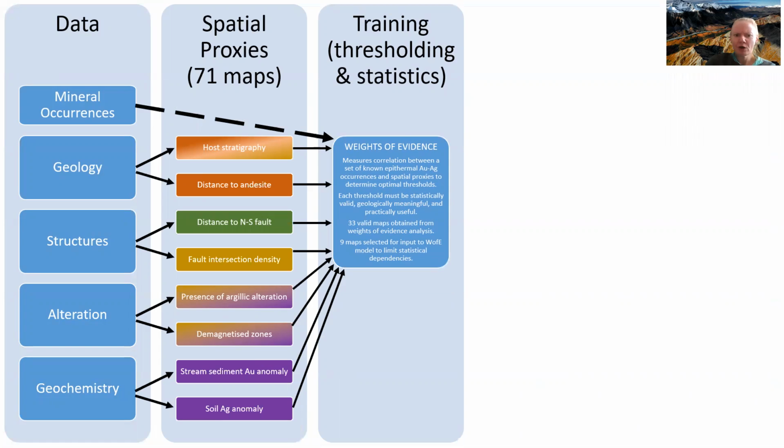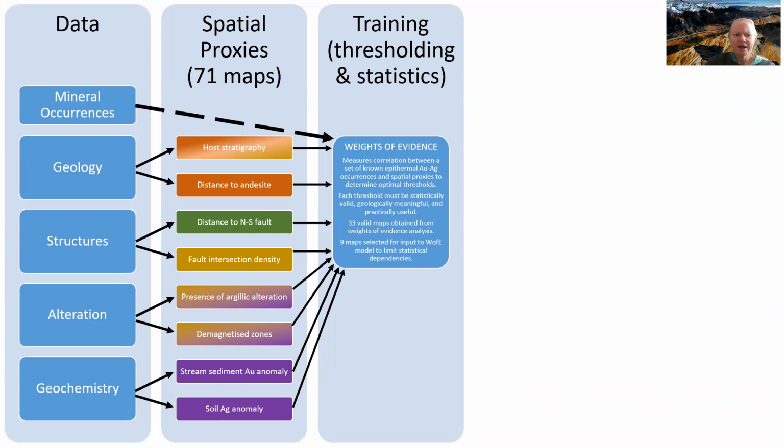So the weights of evidence model looks at the correlation between a set of known epithermal gold occurrences and the different spatial proxies, predictive maps. So the statistics help us to determine the thresholds, so distance, buffers, density thresholds, etc. And the thresholds have to be statistically valid. They need to be geologically meaningful in the context of the mineral system that's being modelled, and they need to be practically useful in terms of helping us to reduce our exploration search space.